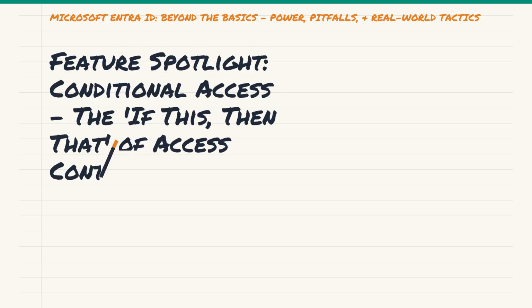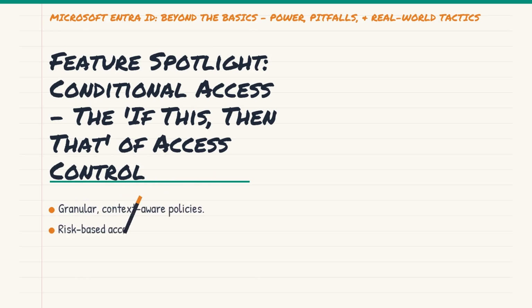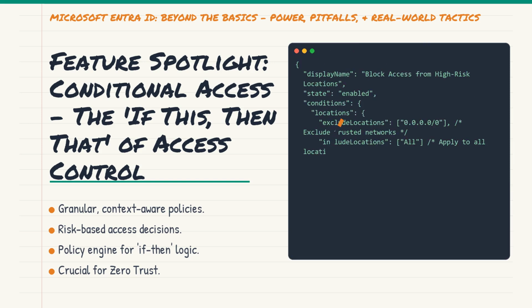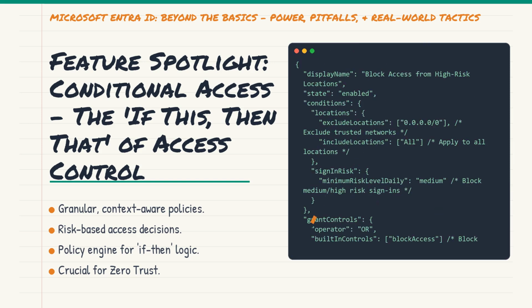Let's talk about conditional access. This is arguably one of the most powerful features in Entra ID, and it's where a lot of the advanced security really happens. Think of it as a sophisticated policy engine. Instead of just saying yes or no to access, it asks, under what conditions? We are talking about granular control based on user, device, location, application, and even real-time risk signals.